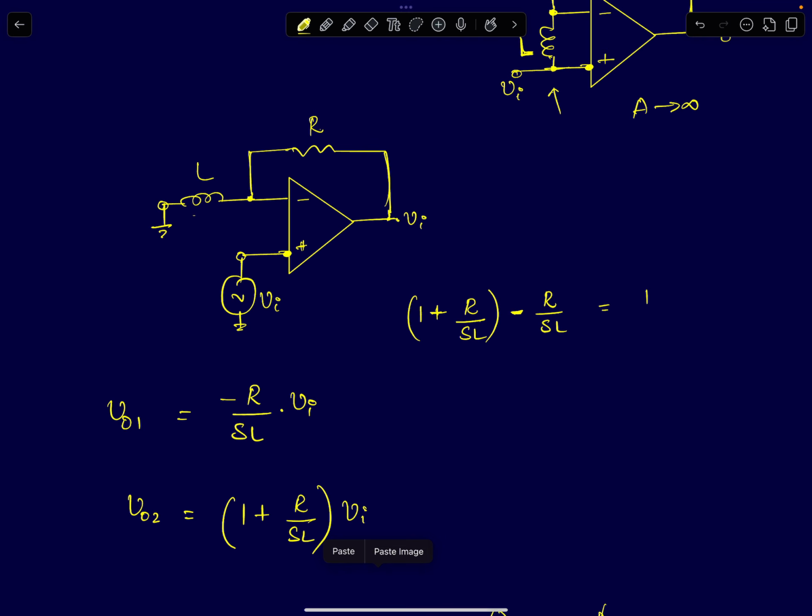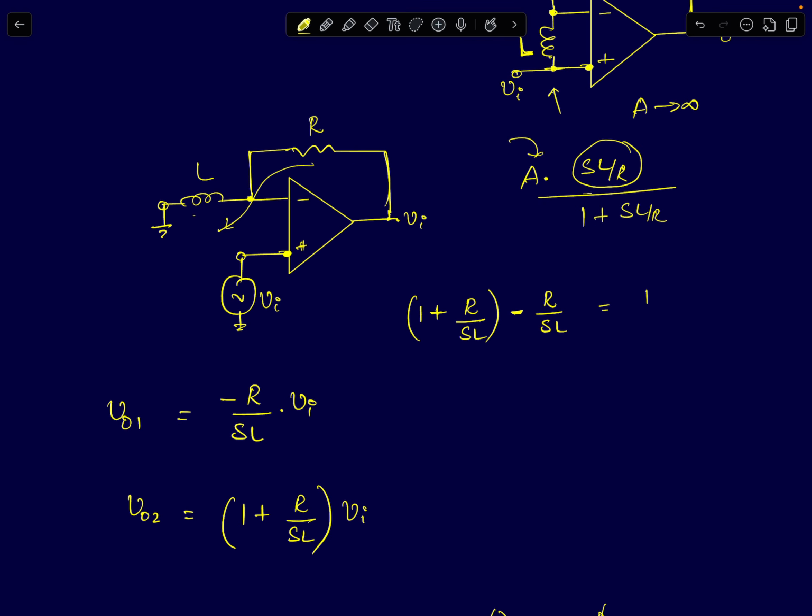What is the loop gain? Loop gain is given by A, the op-amp's gain, multiplied by the feedback factor. The feedback factor here happens to be an RL circuit. You can derive the transfer function, I'll leave it to you. I'll write the final value: it will be SL by R upon 1 plus SL by R. So this goes to 0 at DC, but if your A is so high that it's almost infinity, then I can assume that the loop gain can still be infinity.